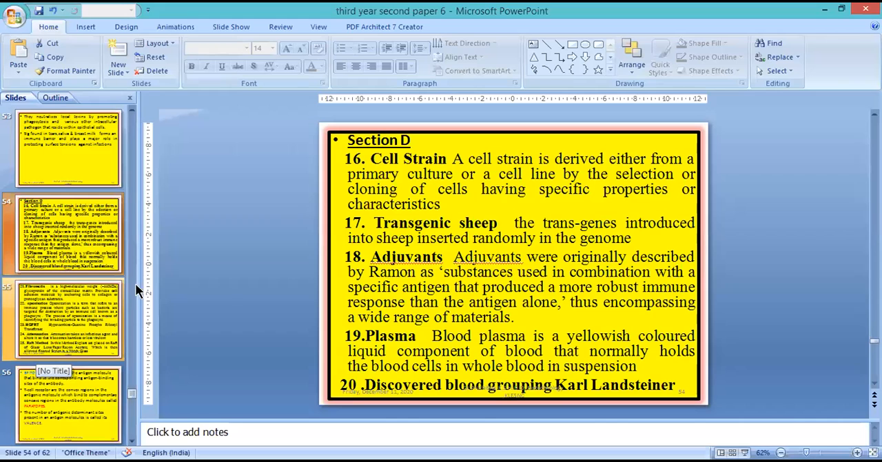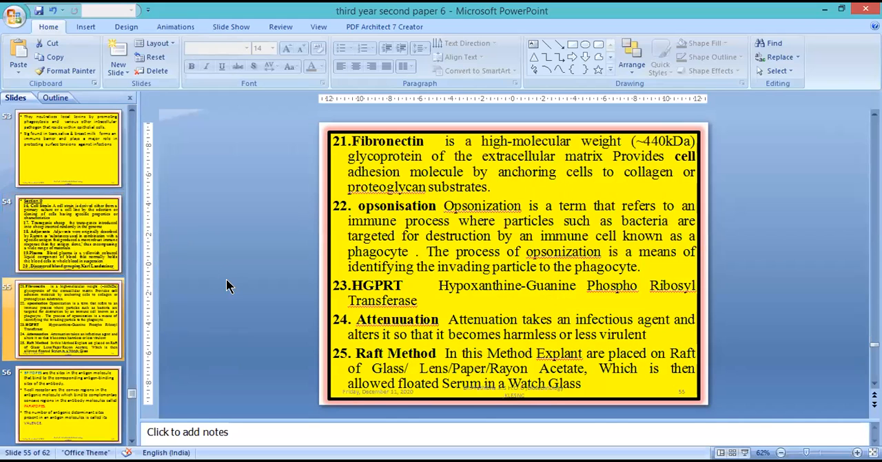Okay, so this is about the 1 mark questions. Okay, next one is fibronectin. Fibronectin is a high molecular weight, 440 kilodalton glycoprotein of the extracellular matrix, which provides a cell adhesion molecule by anchoring cells to collagen or proteoglycan substrates.